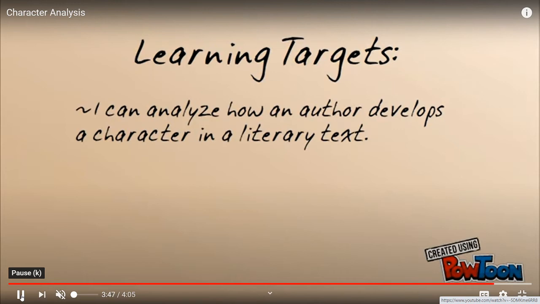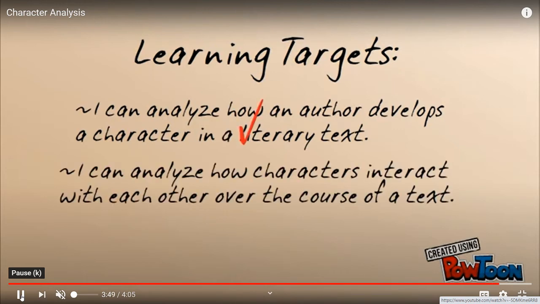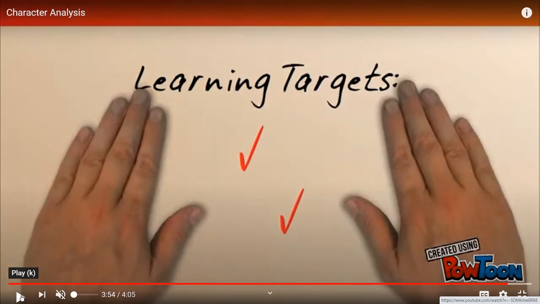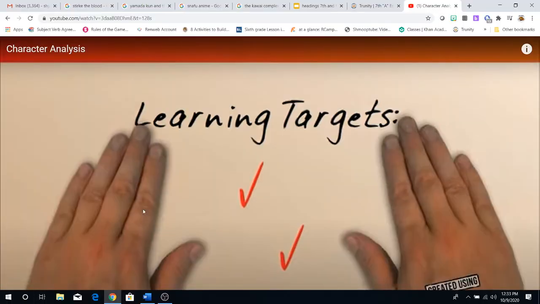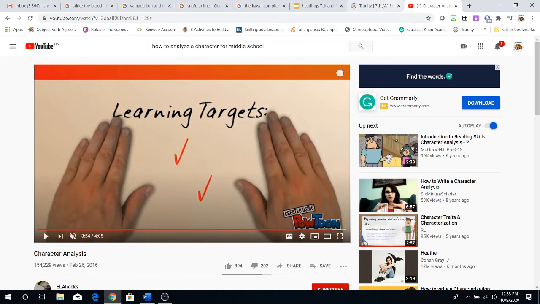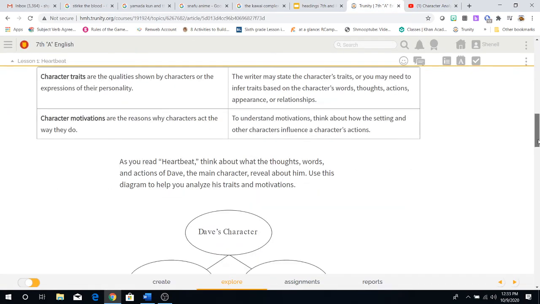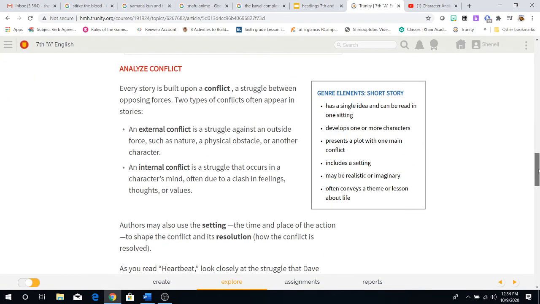Remember, you have to analyze how an author develops a character in a literary text, and you have to know how the characters interact with each other over the course of a text. So I hope this video was helpful to you guys. And the last thing we're going to be looking at is the analyzing conflict part.